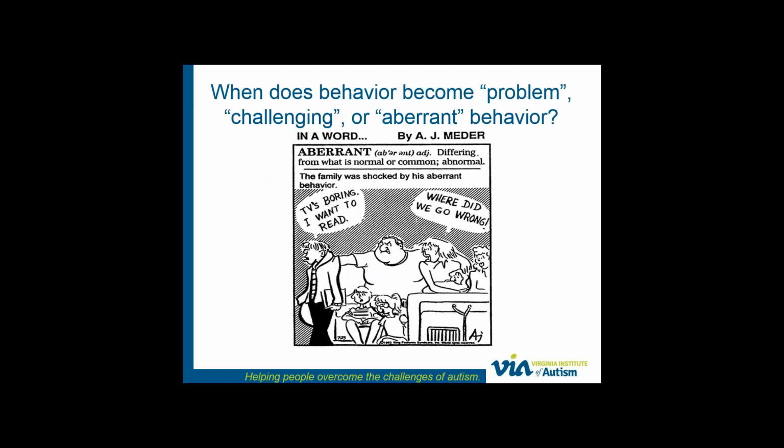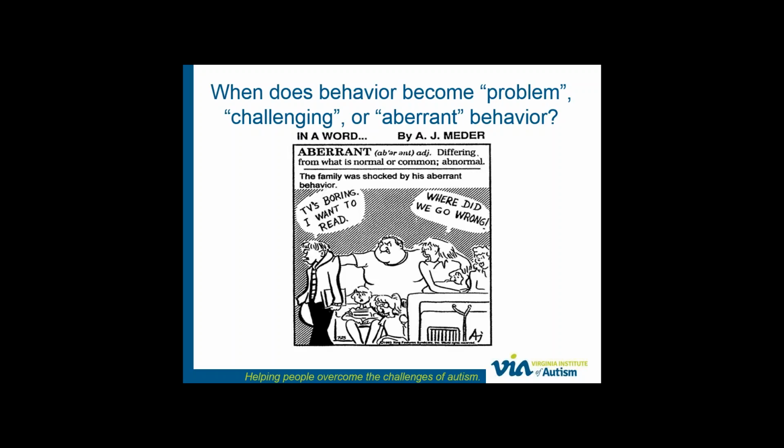So an interesting thing about problem behavior, or calling a behavior a problem, is that it's very subjective. Something doesn't become a problem until someone, either the person or someone else, calls it a problem or a challenge, right? So for example, in this cartoon, the family says, "Where did we go wrong?" when the child says, "TV's boring, I want to read." So for that family, that the child wants to read instead of watch TV is a problem. And for another family, that would be great. Well, the child wants to read.